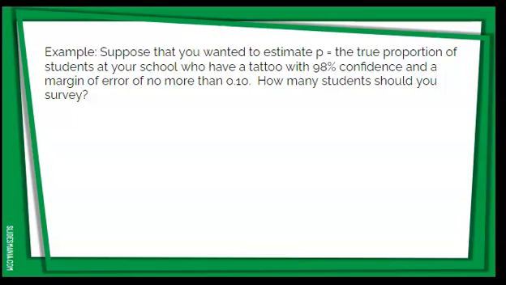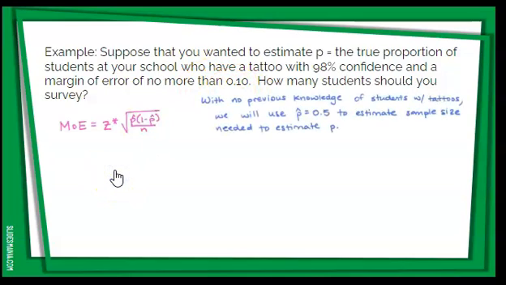All right, well, let's think through this here. There's my equation for margin of error, right? It tells me some information here that's helpful. But with no previous knowledge of students with tattoos, we have to use a p-hat of 0.5 to estimate the sample size needed to estimate the true parameter. They don't give us a p-hat or a p-value anywhere, right? So we have to use 0.5.